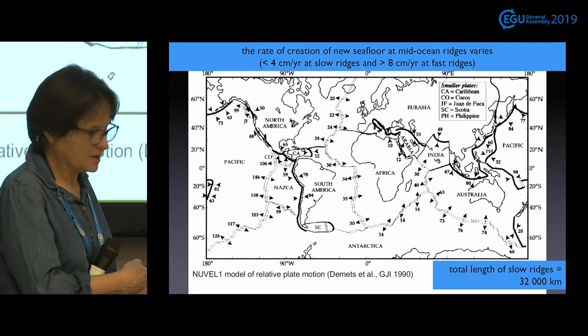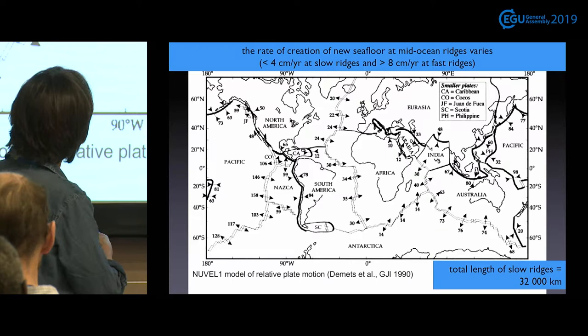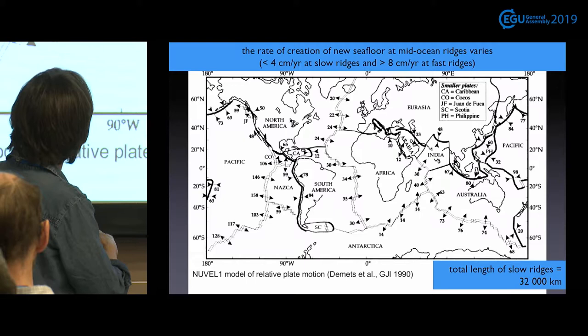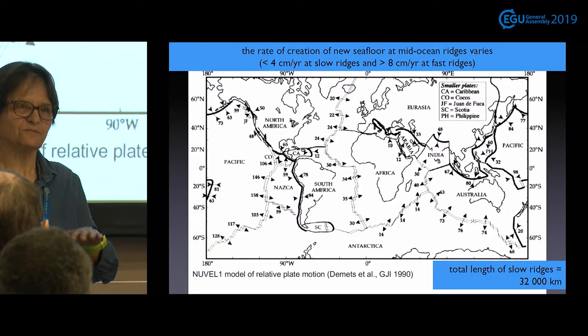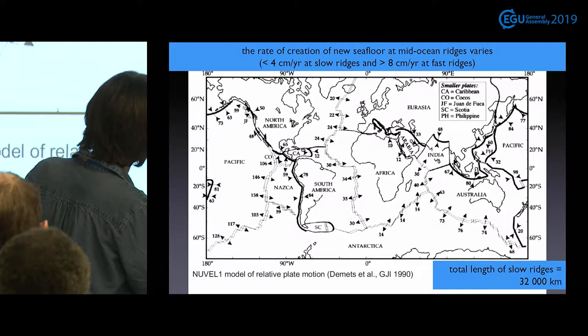And of course, there is a very clear connection between the fact that the fastest ridge on Earth is also separating plates that have, at the opposite boundaries of these plates, subductions. So it's very clear that the subduction pull is a very efficient way of moving the plates, and that it pulls on the corresponding ridge.